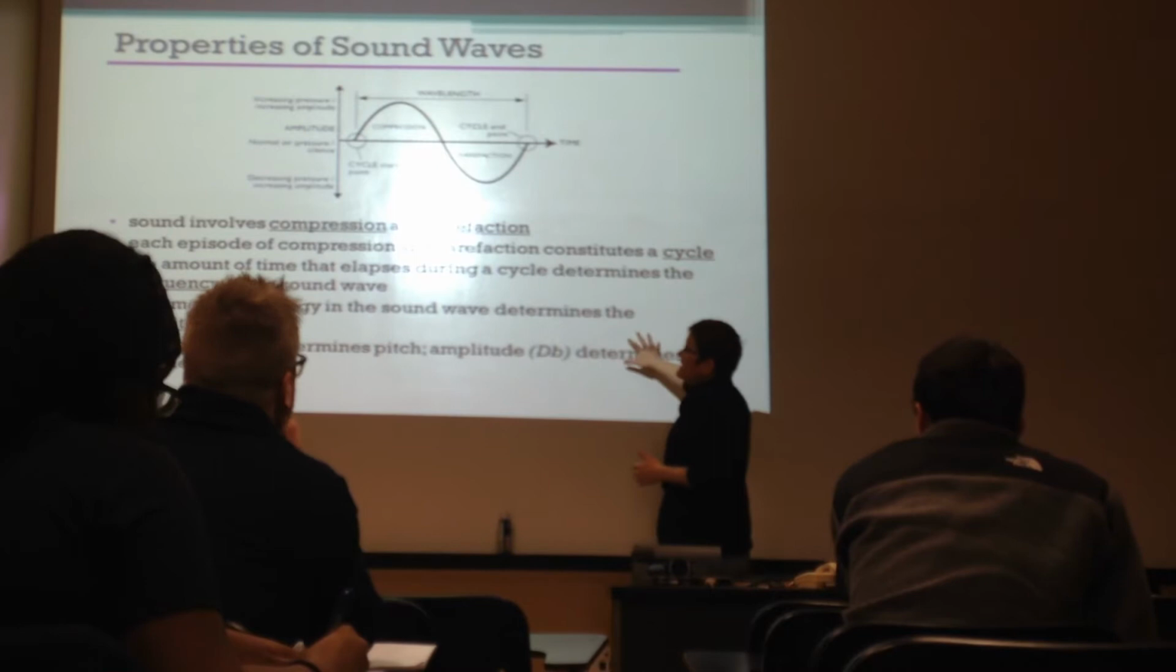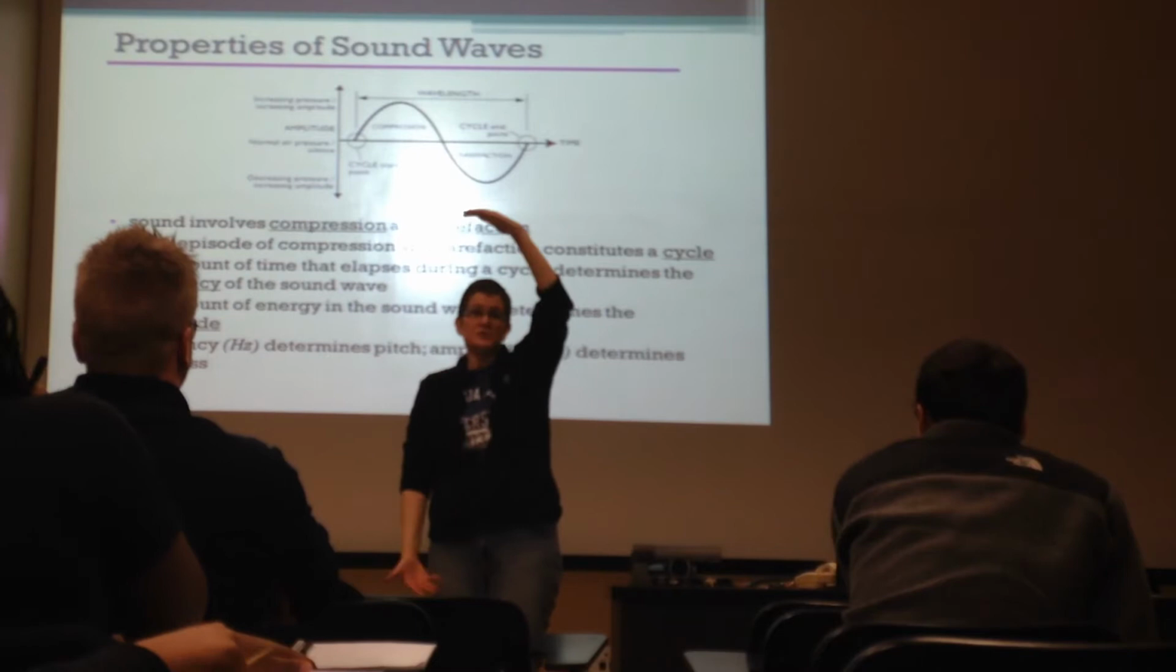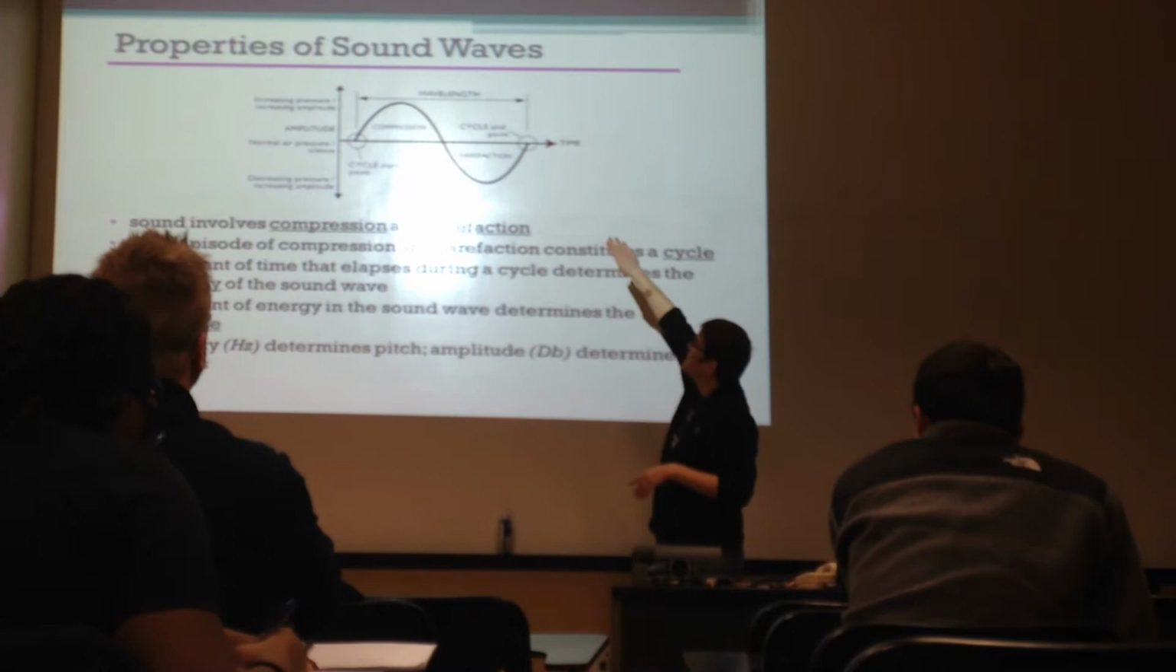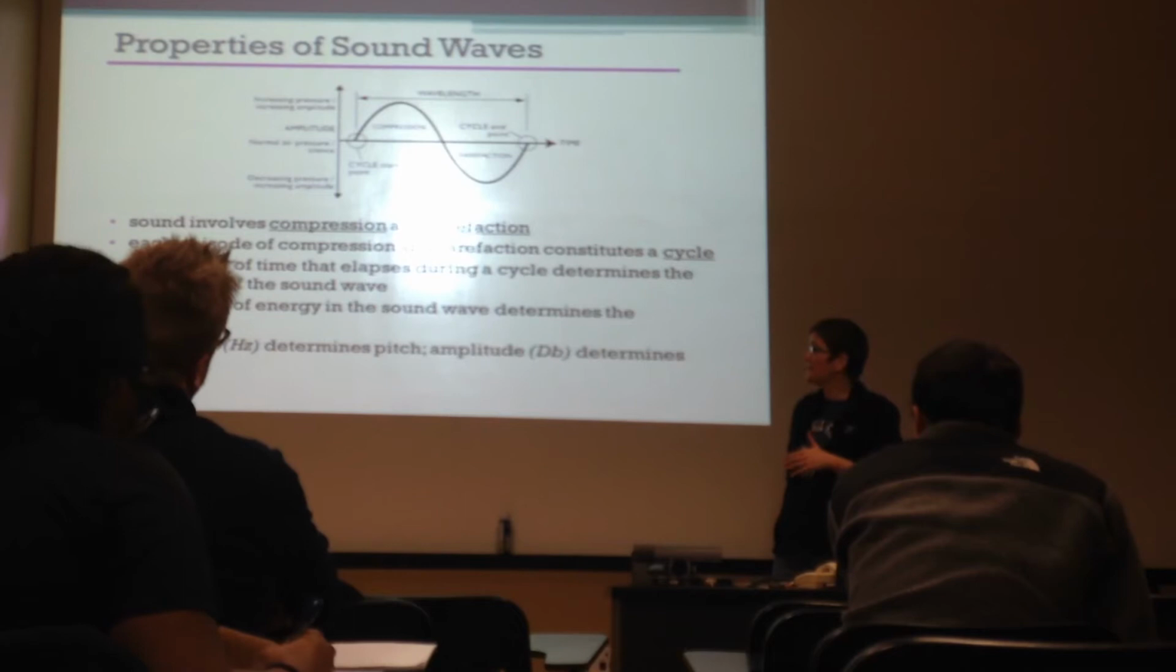The amount of energy in the wave affects the amplitude, how high the peaks are, and how deep the troughs are. So if we think about how high that peak is or how low the trough is, that has to do with the amplitude, a high amplitude sound or a low amplitude sound.